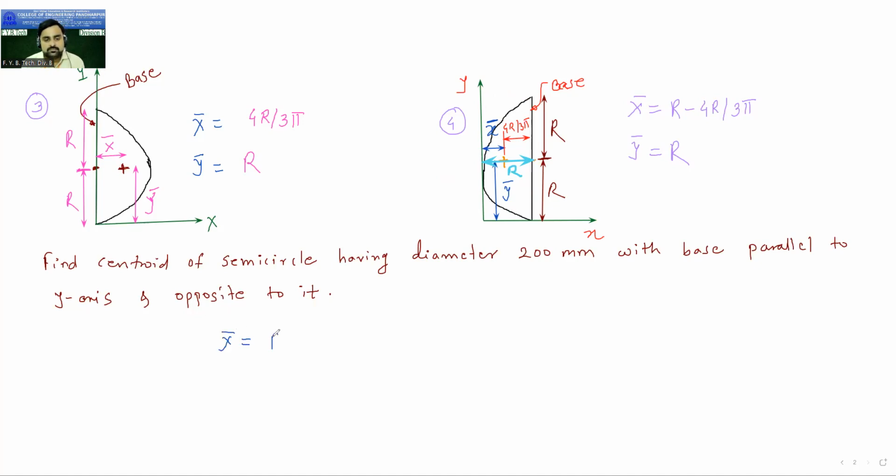R minus 4R upon 3 pi. Put the values. What is the radius? Diameter is 200. Then what is the radius? 100. If diameter is 200, radius is 100. Minus 4 into R is again 100, divided by 3 pi. Pi value you will get directly from the calculator. So solve this.